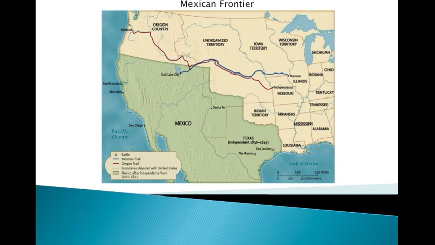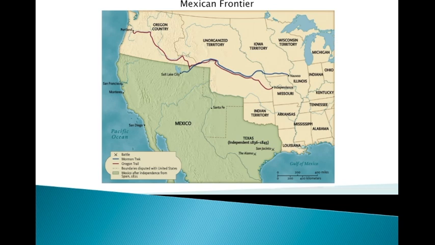But in 1820, a gentleman by the name of Moses Austin, who was a Connecticut-born farmer, had an agreement with the Mexican government to colonize Texas. And Austin received a land grant from Mexico for Texas. After Moses Austin's death, his son Stephen took over and resold small plots of land to American settlers for about 12 cents an acre.